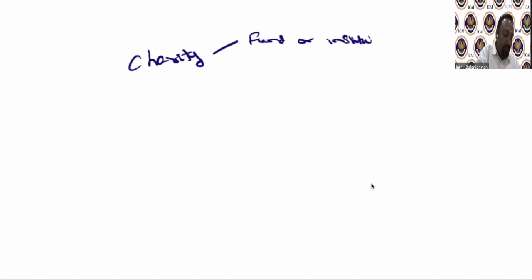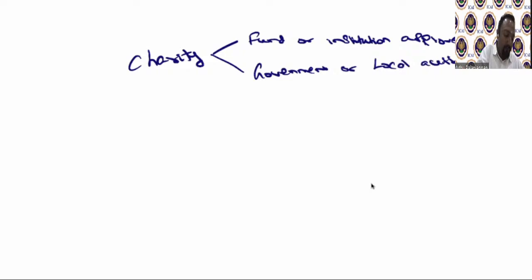As we said, you have charity, two types of charity. Basis fund or institution, which is approved. Approved fund or institution, that's the first category. The second category is to government or local authority. Now in this government or local authority, what did we say? It is for the purpose other than family planning. So this is also for charity, but other than family planning. You're paying to a government or local authority which is utilized for charitable purposes other than family planning.